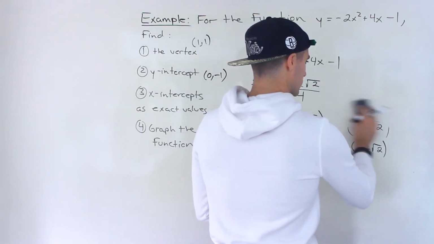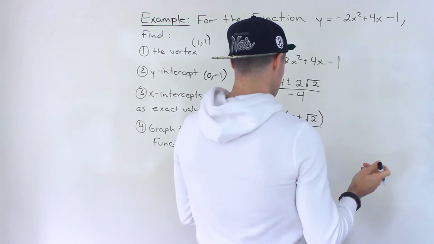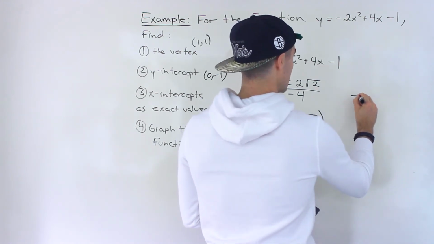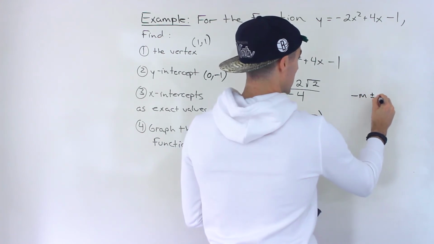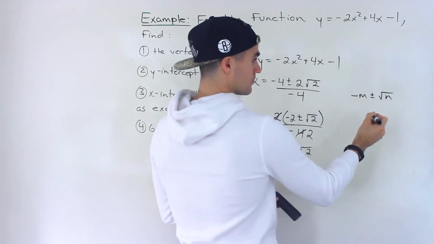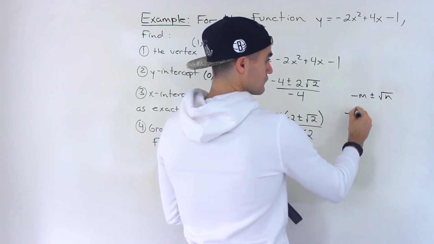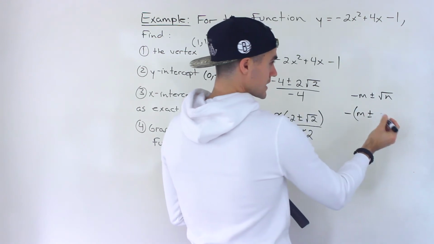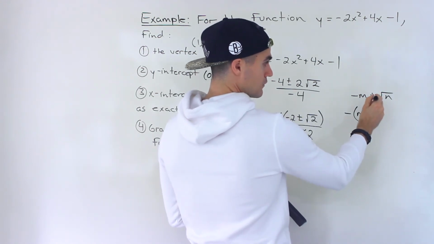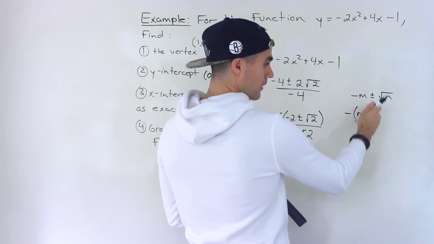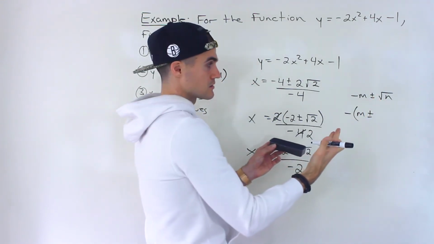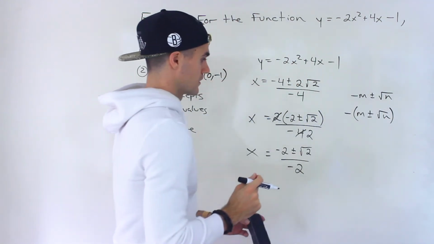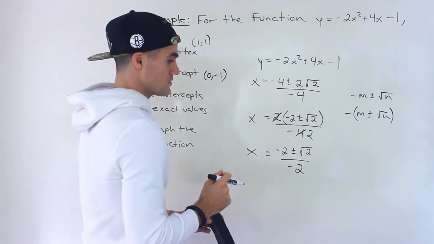Basically, to generalize this, if you end up with, let's say, -m plus or minus √n, for example, if I take out a negative, this m would turn into a positive, but then this plus or minus would still stay the same. This positive is turning into a negative, and then this negative is turning into a positive, so it's still just plus or minus, and then that √n would stay the same, right? Just so you're not getting confused there.